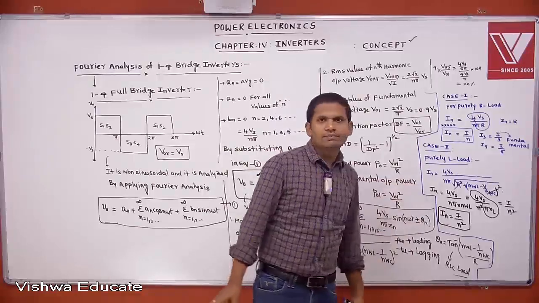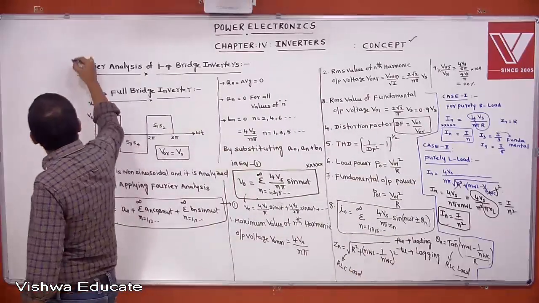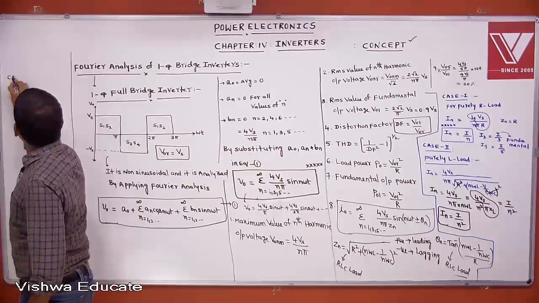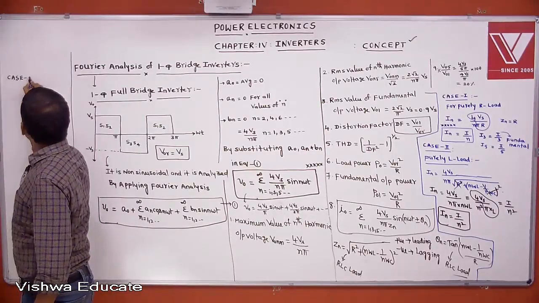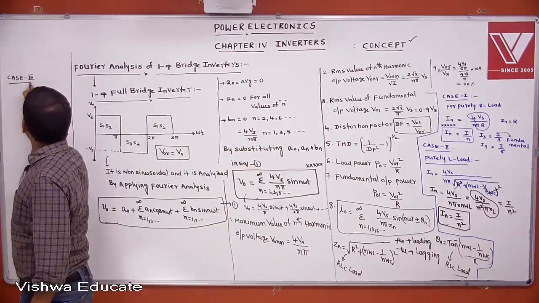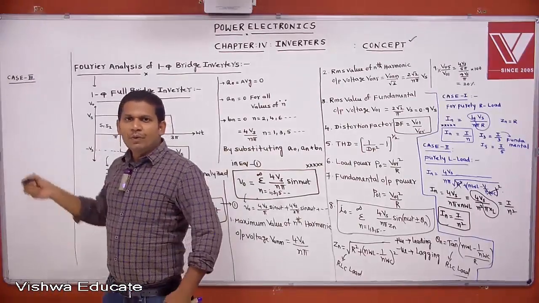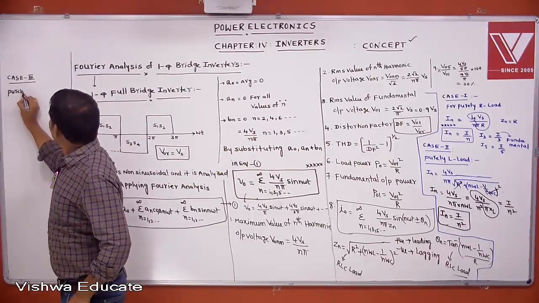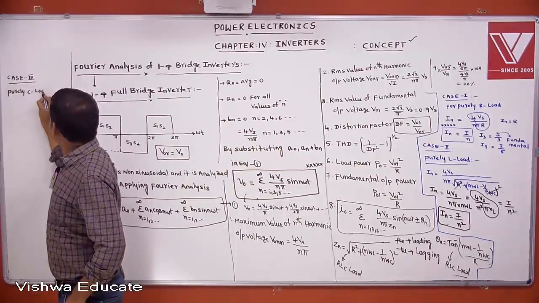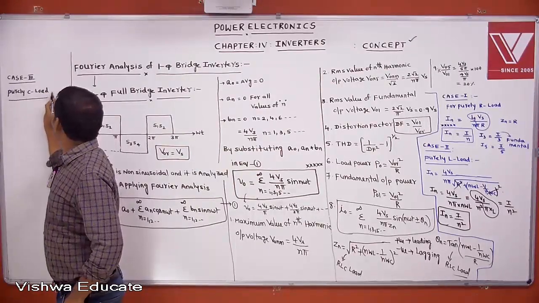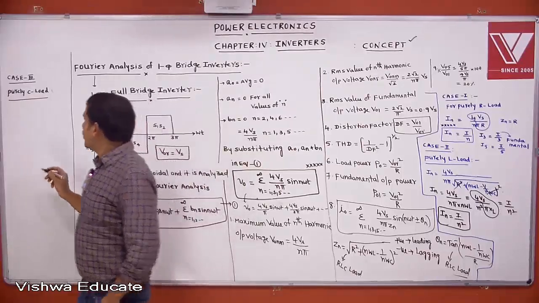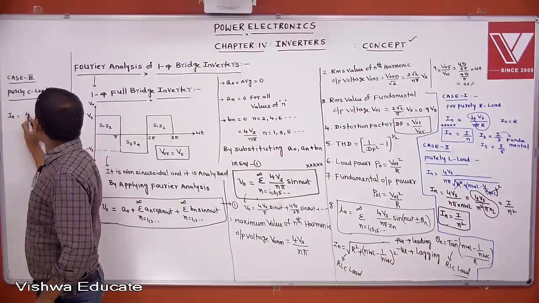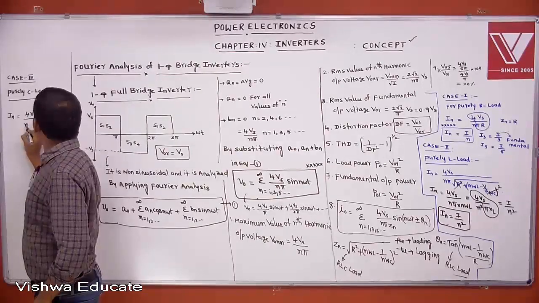This is case 2. I want to explain case 3, so concentrate on case 3. Case 3. If it is purely capacitive load, tell me, what is the nth order harmonic current IN equal to? 4 Vs by n pi.